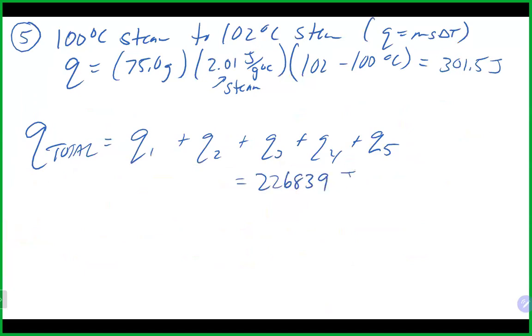226,839 joules. Or if we report it in kilojoules by dividing by 1,000, we're looking at like 227 kilojoules of energy needed to take ice at minus 3.5 degrees Celsius all the way up to steam at 102 degrees Celsius. Any questions on any of those steps there?